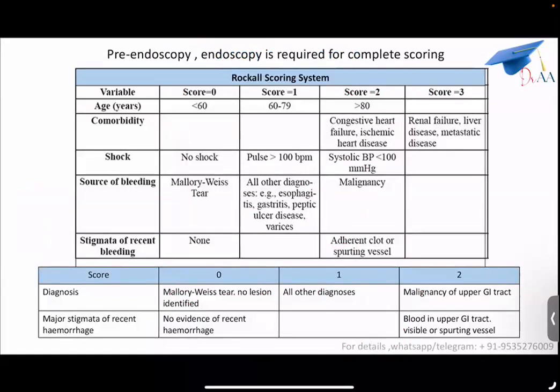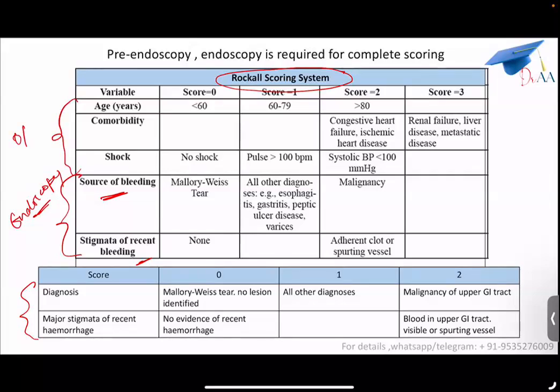There is one more scoring known as the Rockall score. In the Rockall score, these two things you have given here are the same as given here also. That means the source of bleeding and stigmata of recent bleeding, you will come to know only after endoscopy. It's an endoscopic diagnosis. The rest of the variables can be found out from the initial presentation to the ED itself. On examination and with the history you're taking, you can get the top three columns I mentioned here. But for the source of bleeding and stigmata of recent bleeding, you need to get an endoscopy done. So for a complete Rockall score, endoscopy is a must.